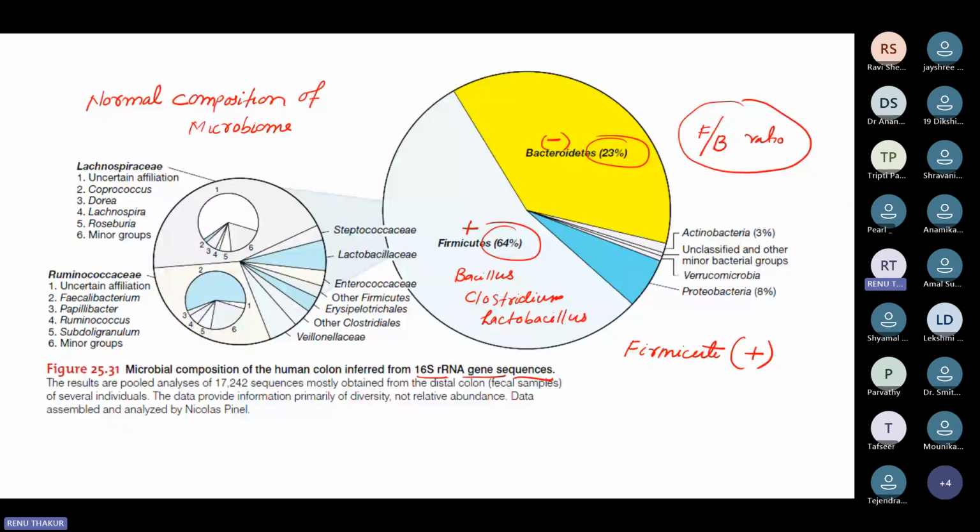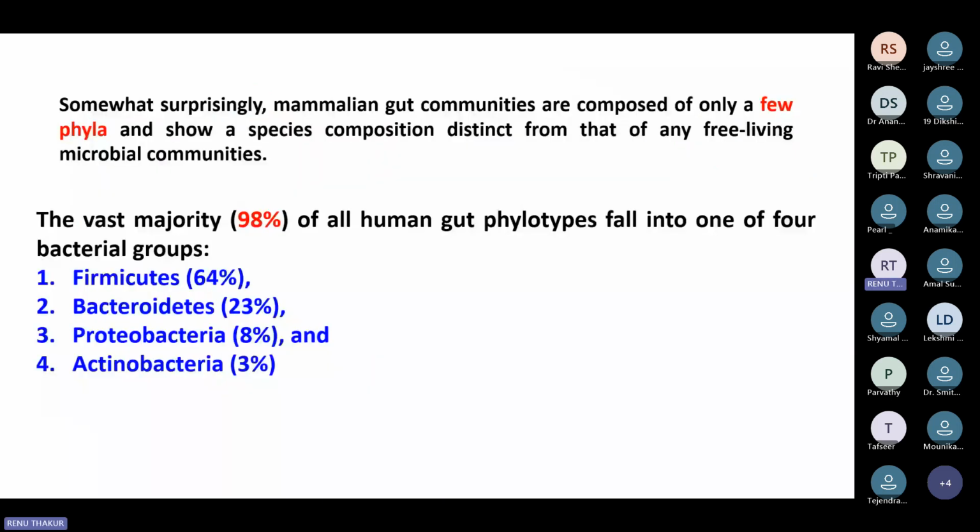Your doctor will also check your F/B ratio. Now see, you can write this part. Somewhat surprisingly, mammalian gut communities are composed of only a few phyla and show a species composition distinct from that of any free-living microbial communities.